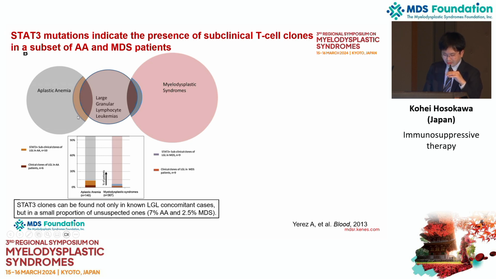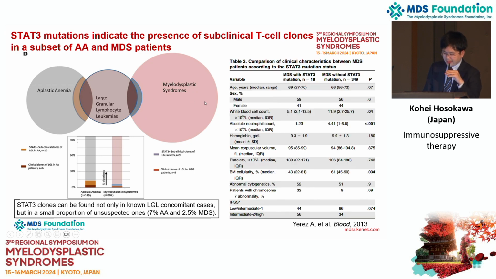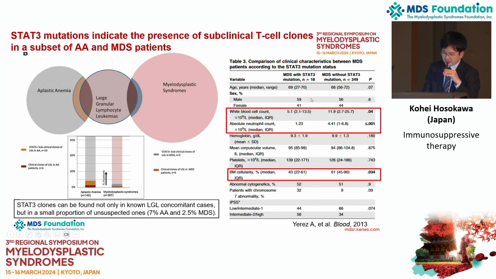So we can see this STAT3-mutated clone in 7% of AA and 2.5% of MDS patients without evidence of LGL. And we compared the clinical characteristics between the MDS patients according to the STAT3 mutation status. The patients with the STAT3 mutation tend to have a lower white blood cell count or neutrophil count, and tend to have a hypocellular bone marrow.